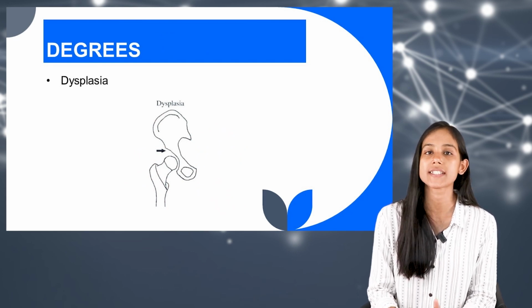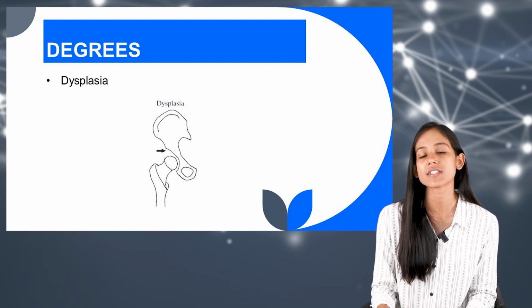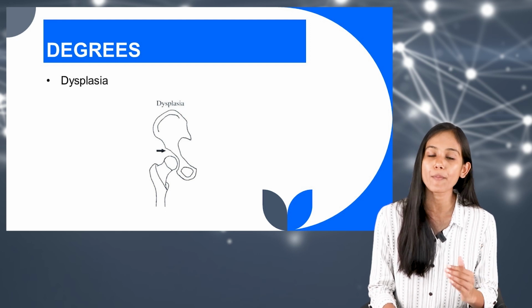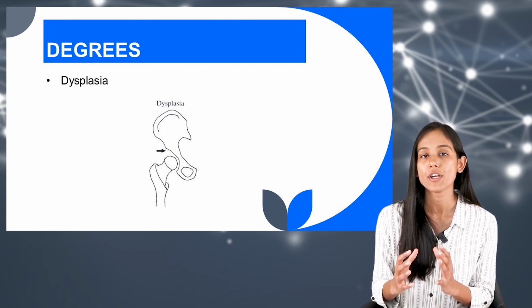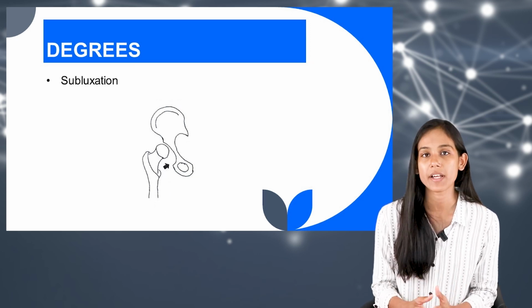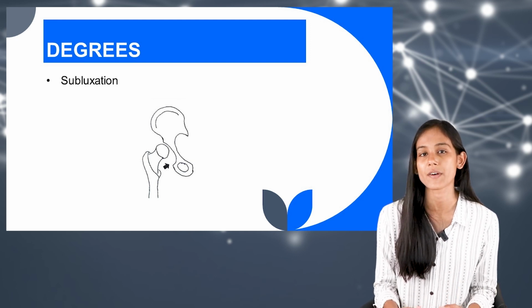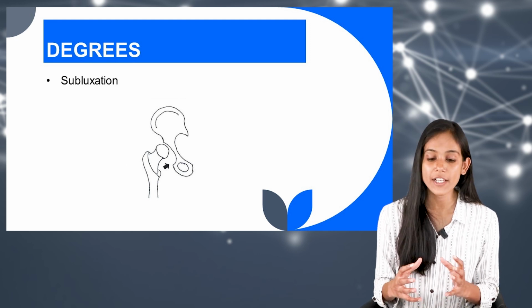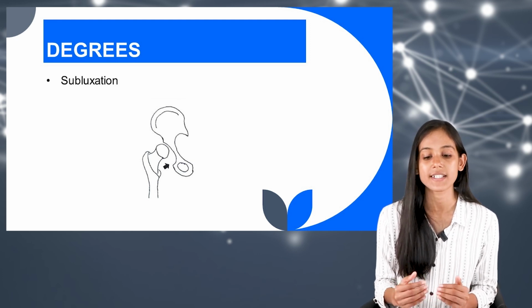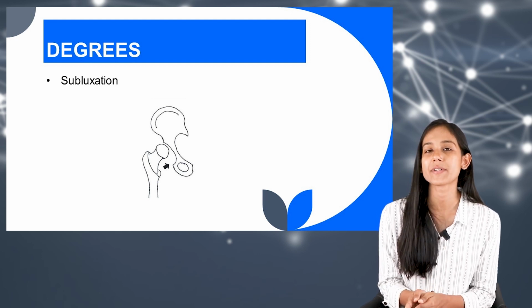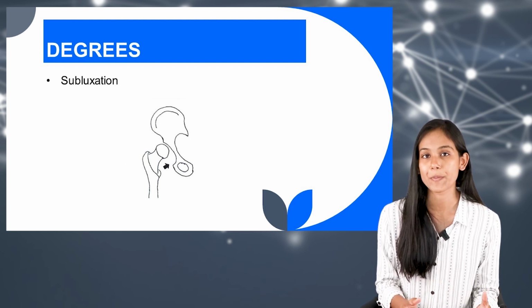Next, moving on to the degrees of dysplasia of hip. The first one is dysplasia. Now this condition is found as shallow acetabulum where there will be upward slant of acetabular roof. The next one is subluxation. So in subluxation, what happens? The articular surface of the femoral head will be in contact with the shallow dysplastic acetabular surface, but the head would slide a little bit lateral and superiorly.